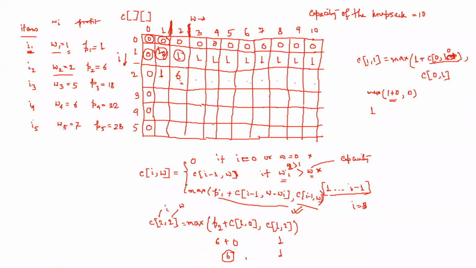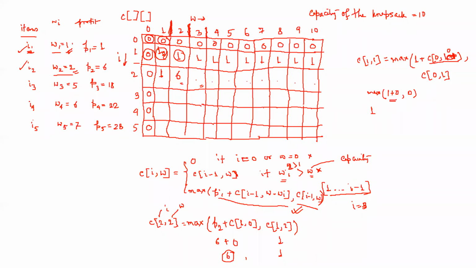Now let us try. If I fill this next position, what is the capacity of the knapsack? Now the capacity of the knapsack is 3. If the capacity of the knapsack is 3, then I can choose both item 1 and item 2. Clear or not? If the capacity of the knapsack is 3, I can choose both of this item 1 as well as item 2.